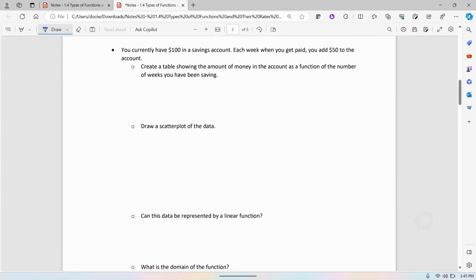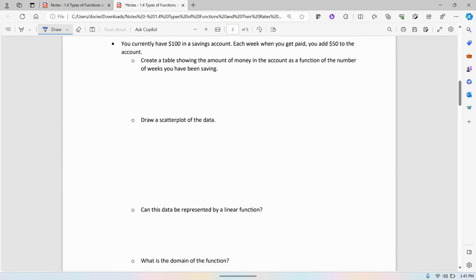Similar problem. You currently have $100 in a savings account. Each week when you get paid, you add $50 to the account. So my table, where x is the number of weeks, y is the amount of money. After 0 weeks, or initially, I have $100 in my account, or you have $100 in your account. The first week, you add $50. The second week, you add another $50. The third week, you add another $50, and so on and so on. So you have a table. I'm sorry, there's your table.